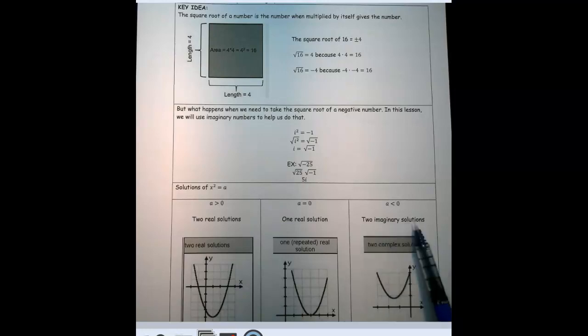Now, this is where it's different. If your answer, after you take your square root, is less than 0, then what we've got is 2 imaginary solutions, or I call them complex numbers, imaginary numbers. Those are the same thing. And what that means is that your quadratic is hanging out in a quadrant. So it can hang out in quadrant 1, 2, 3, or 4, but it doesn't touch the x-axis at all. So we're going to go ahead and take a look at how to calculate these.